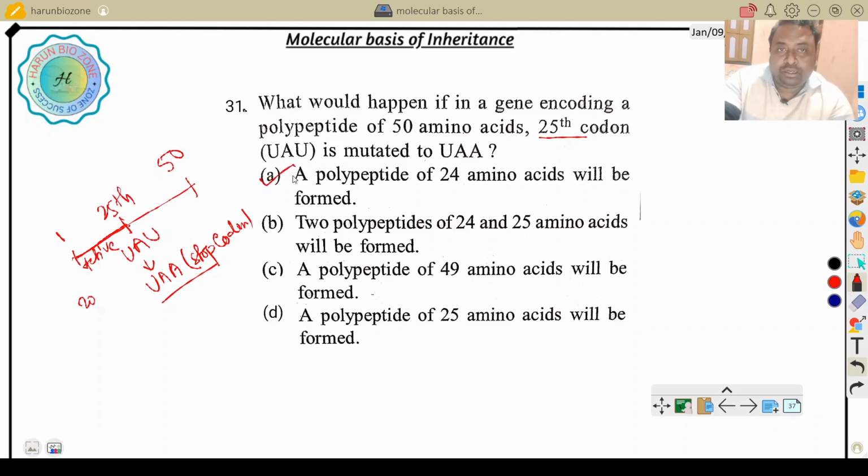So a polypeptide of 24 amino acids is formed because at the 25th position, due to the occurrence of the stop codon, translation termination occurs. So no more polypeptide is formed. These 24 amino acids are separated from the mRNA. So only a 24 amino acid polypeptide is produced.